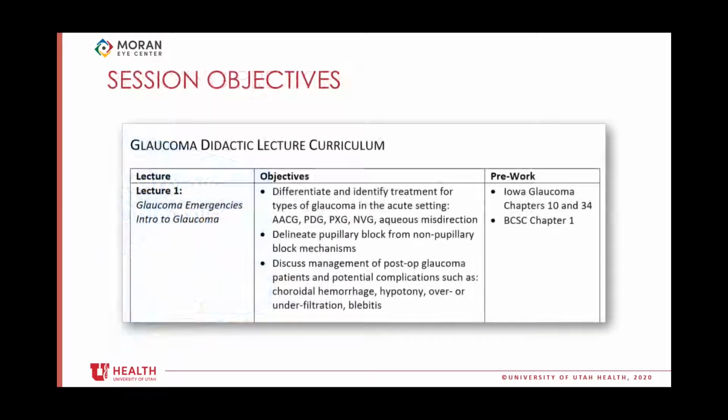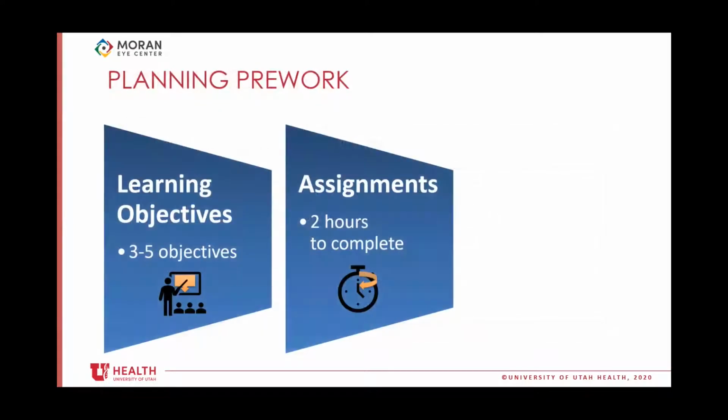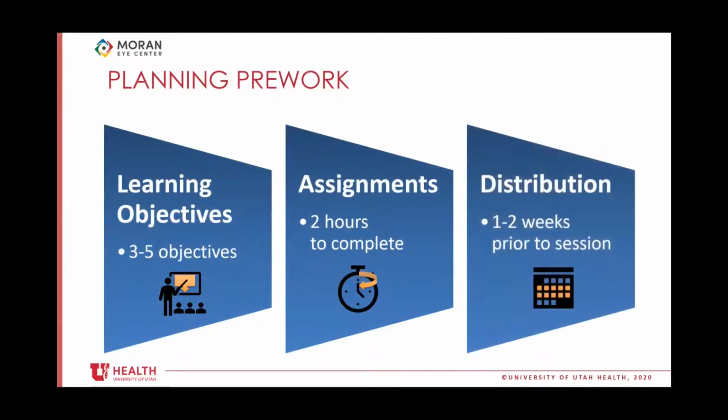If we look at glaucoma, for example, this is on their curriculum roadmap and what you might want to send out to residents prior to your learning session. We have here a nice display of their learning objectives, as well as the expectations of pre-work and what materials residents should use to best prepare for their session. Pre-work assignments should take about 2 to 3 hours to complete and should be sent out to residents 1 to 2 weeks in advance so that they have adequate time to prepare for the session and better budget time management for reading ahead.